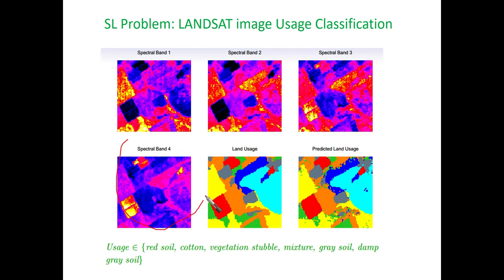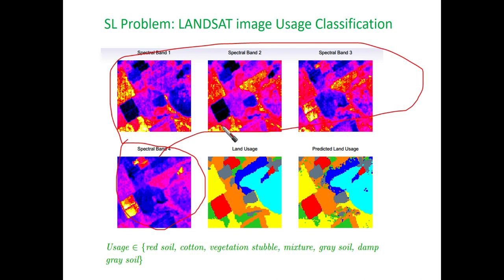we can use these images to predict and estimate our real land uses. And you see, it's pretty accurate. Even though there are some errors, for example, here is something that's not matched. This is the real one, and this is the estimated one, but it's still close. So this is also some sort of statistical learning problem.